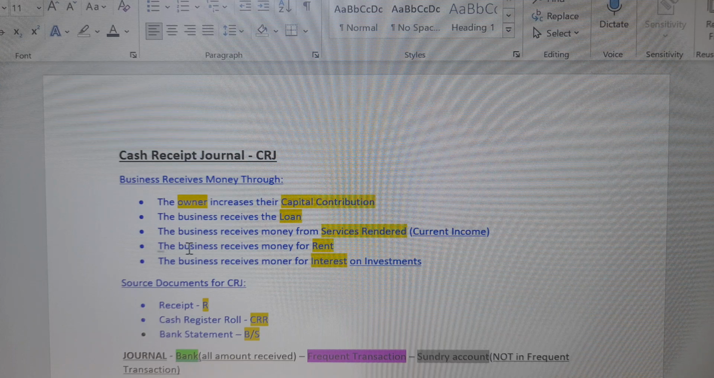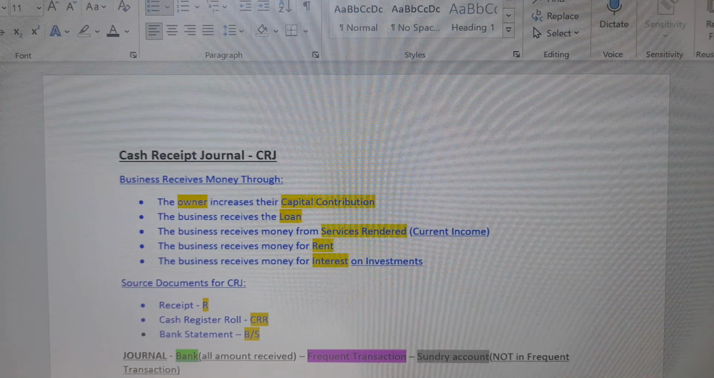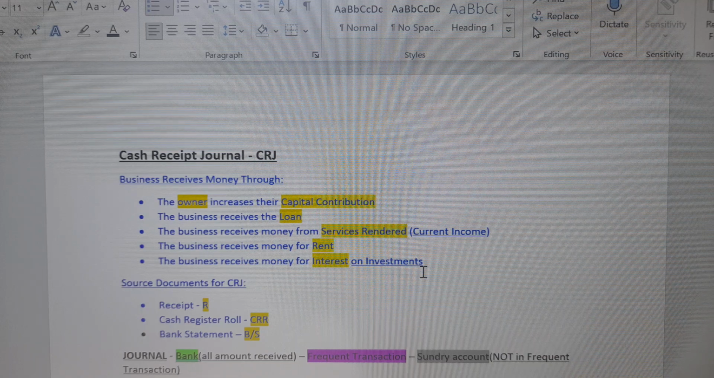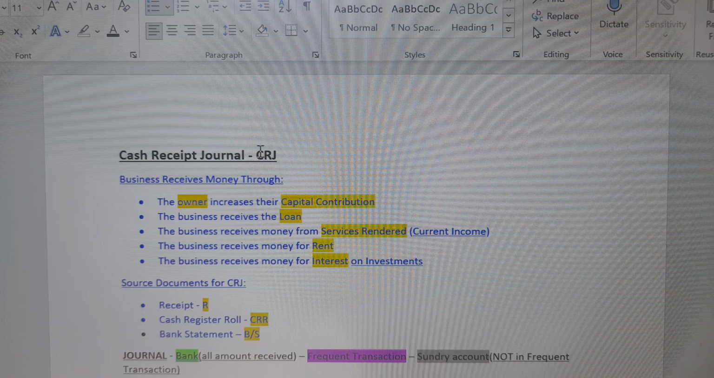Then the business also receives money for rent, and I think there was a typing error here. The business receives money for interest on investment. So if you see these five transactions, you know they fall under the CRJ, because it is when the business receives money.